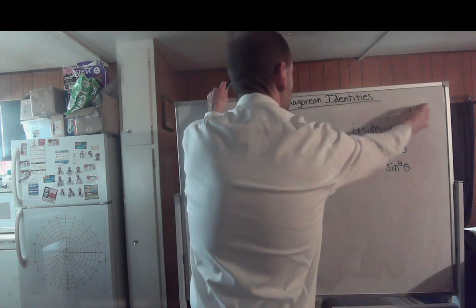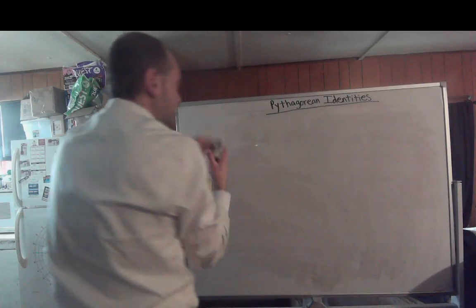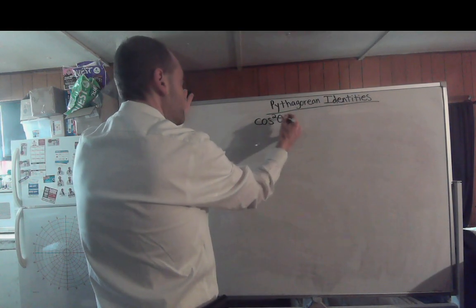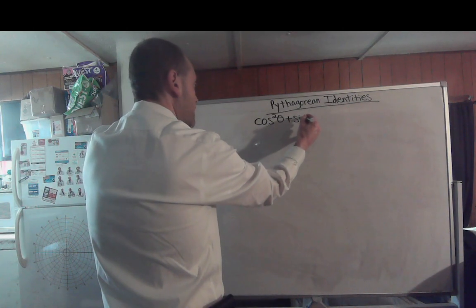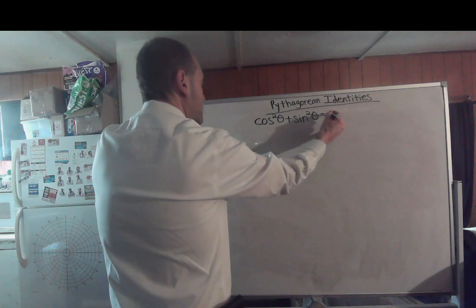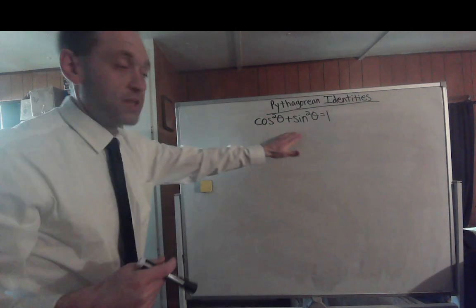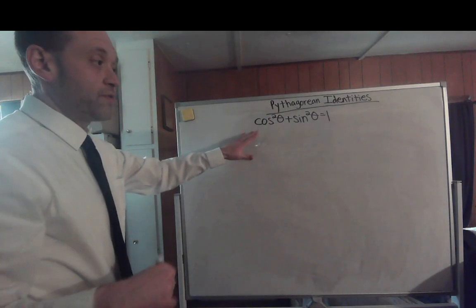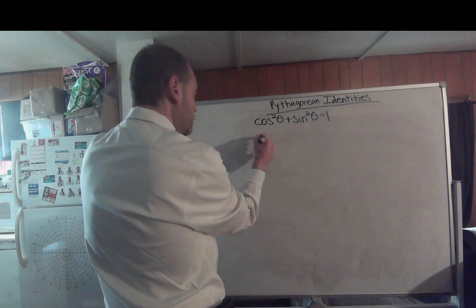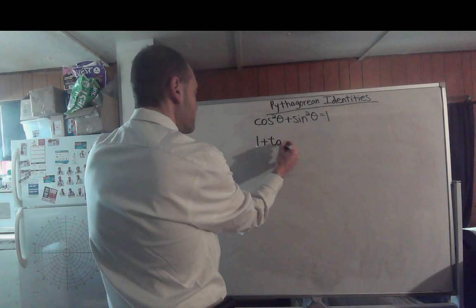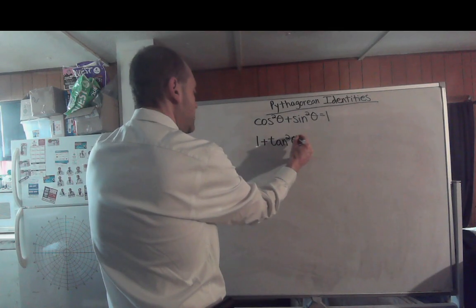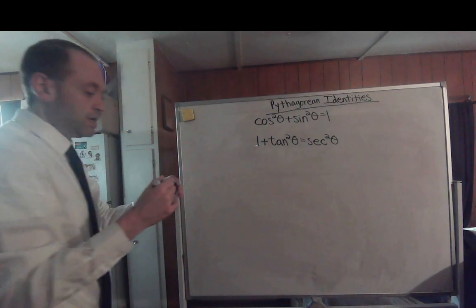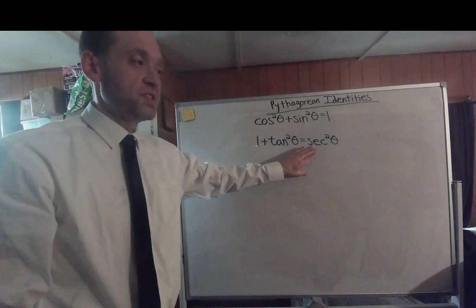There are three fundamental trig identities we're going to learn and we're going to use in the future. So we've covered the first one, where you have the cosine squared of theta plus the sine squared of theta equals 1. And it doesn't matter what angle you pick as long as they're the same angle. That's why we're not specifying an angle. So that's your first one. Next up, we have another one where you have 1 plus tangent squared of theta equals the secant squared of theta.